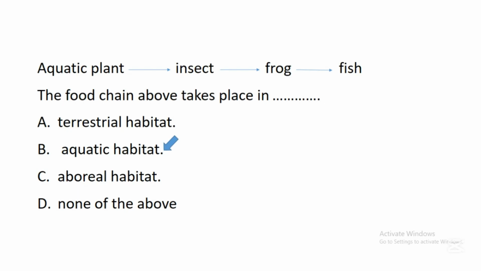The frog feed on insects while the fish feed on frog. So these organisms are found in aquatic habitats. They are found in water. And that's why option B remains the correct answer.